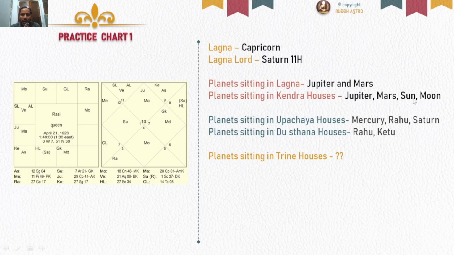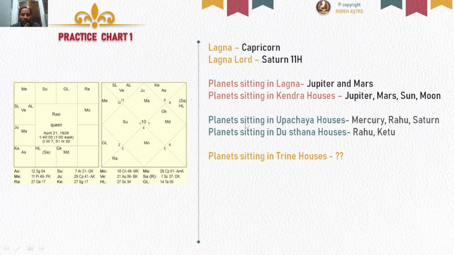So Jupiter, Mars, Sun, and Moon. Why? Because Jupiter and Mars are sitting in the first house, Sun is sitting in the fourth house, Moon is sitting in the seventh house, and the 10th house has no planet. So in the Kendra houses, Jupiter, Mars, Sun, and Moon are sitting.